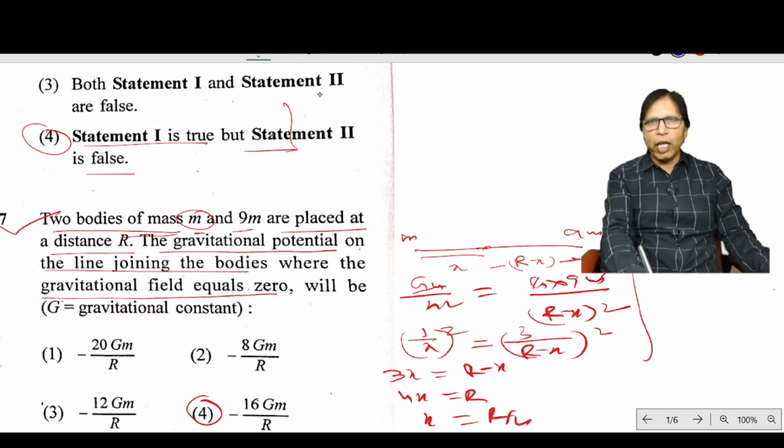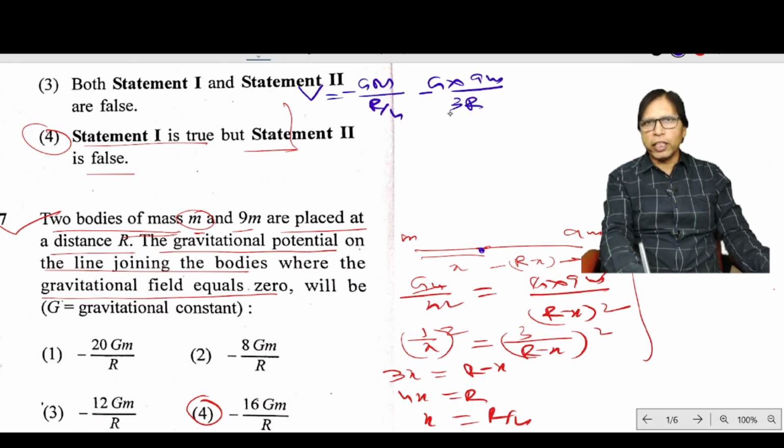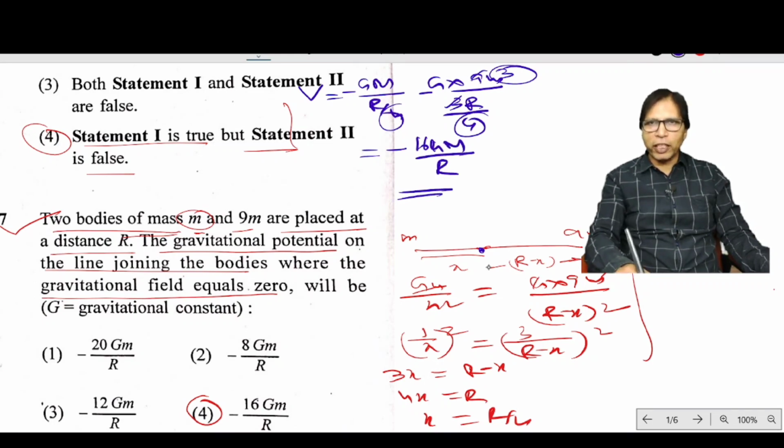Now gravitational potential at this point is negative of GM by R by 4, minus G into 9m divided by R minus R by 4, which is 3R by 4. 9 and 3 cancel out, so this is 3. Now 4 into 3 is 12, and this 4, so 12 plus 4 is 16. So it is minus 16 GM by R, the gravitational potential at the point where the gravitational field is 0. This option is correct. Okay.